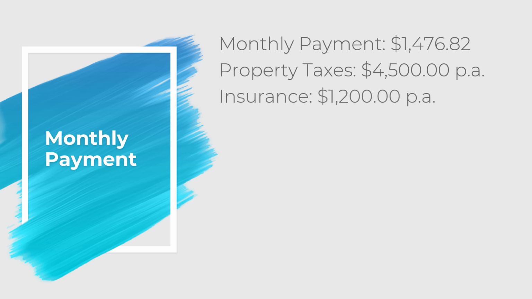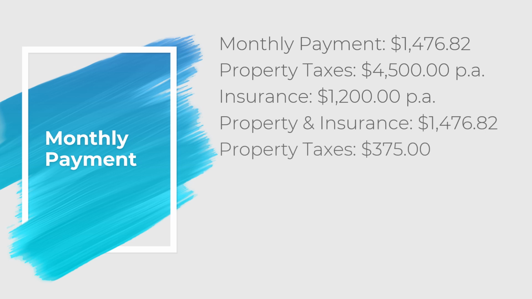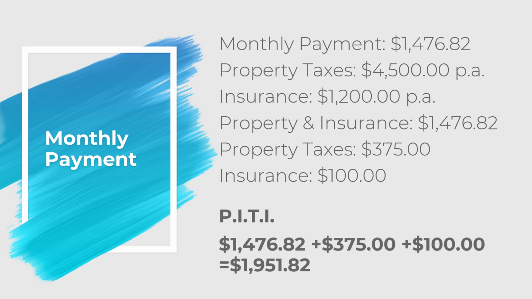That means the principal and the interest will be $1,476.82, property taxes $375, insurance $100. So the total PITI, principal, interest, taxes, and insurance will be $1,951.82.